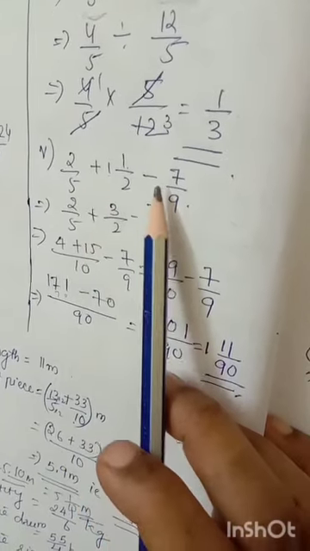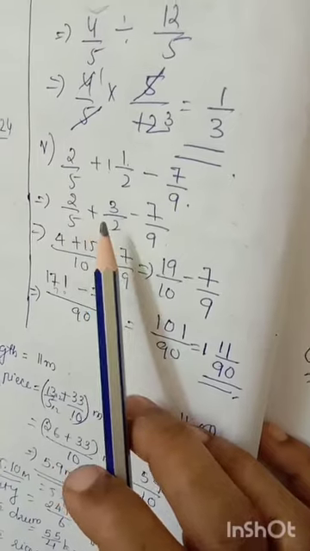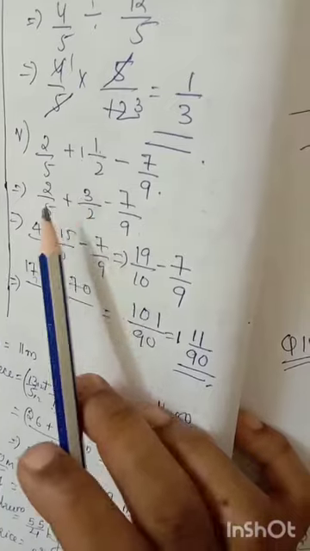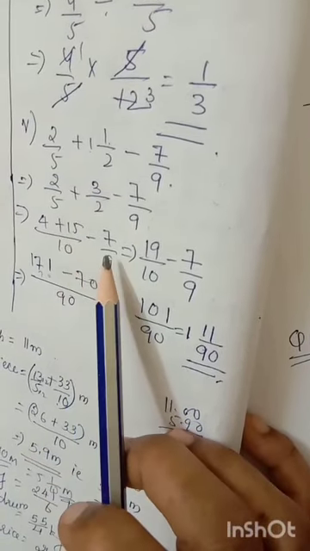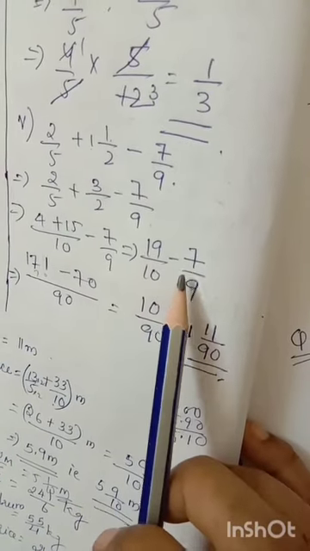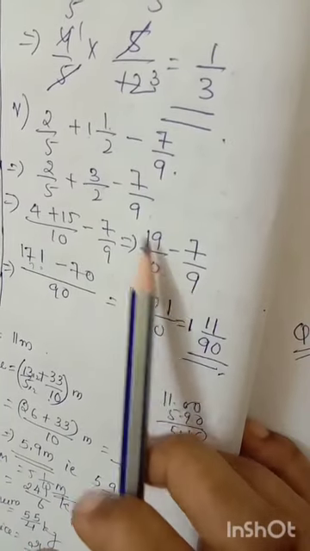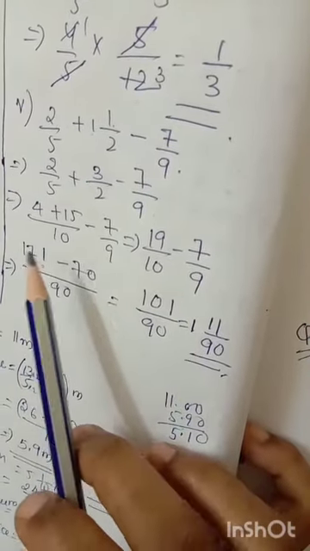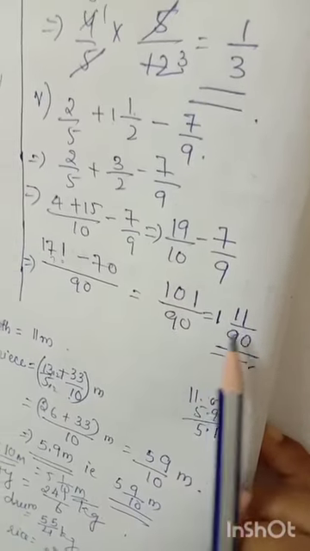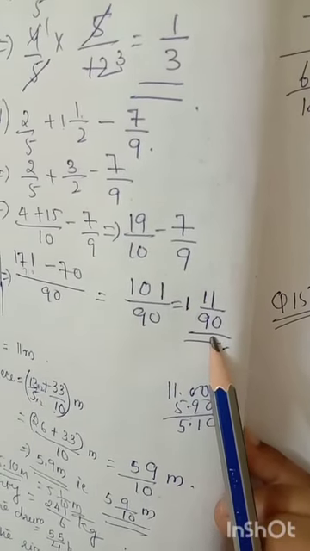Here addition and subtraction, first you have to add. I used the cross multiplication method because it is very easy. 2 twos are 4, 5 threes are 15, 5 twos are 10. Minus again 19 by 10 minus 7 by 9. Again I used cross multiplication. 9 nines are 171, 10 sevens are 70, 10 nines are 90. Subtract and divide, you will get the answer. Clear, children?